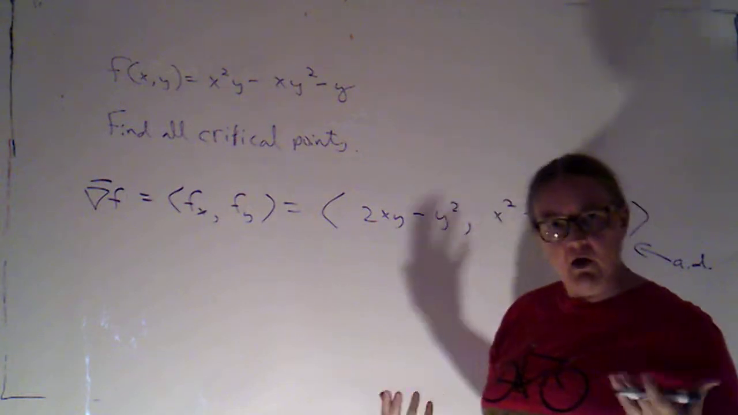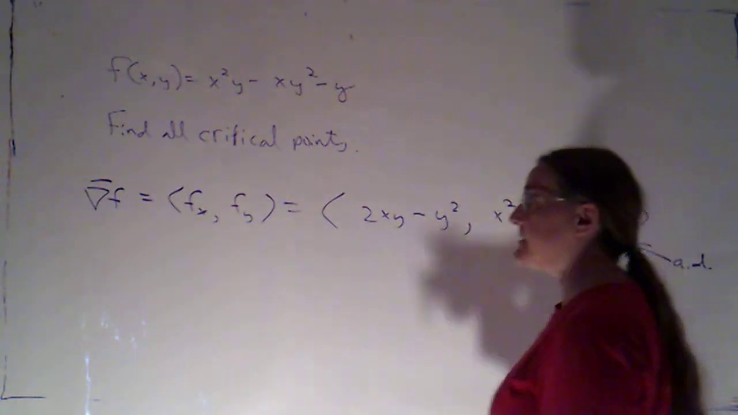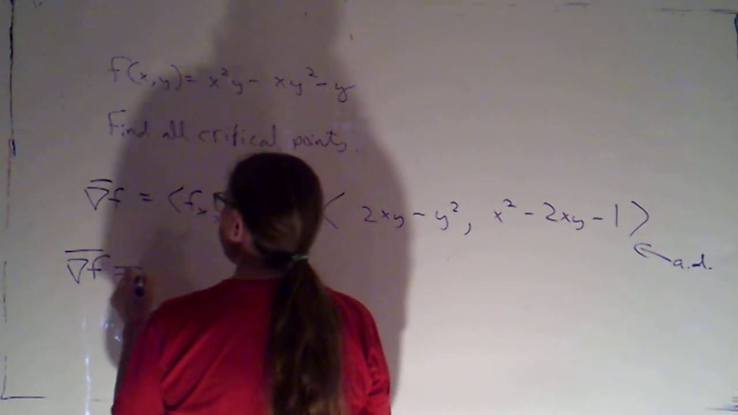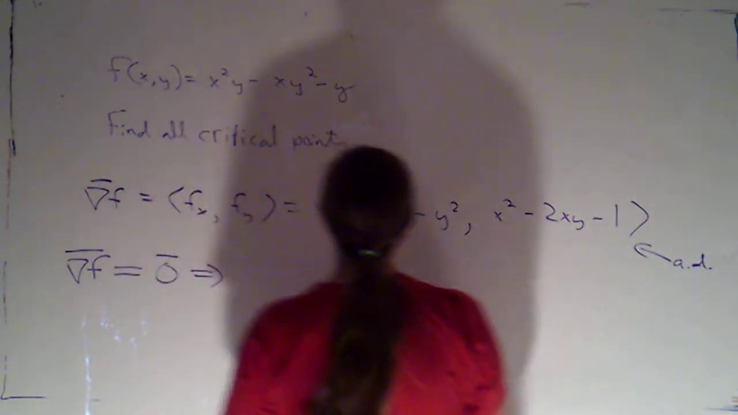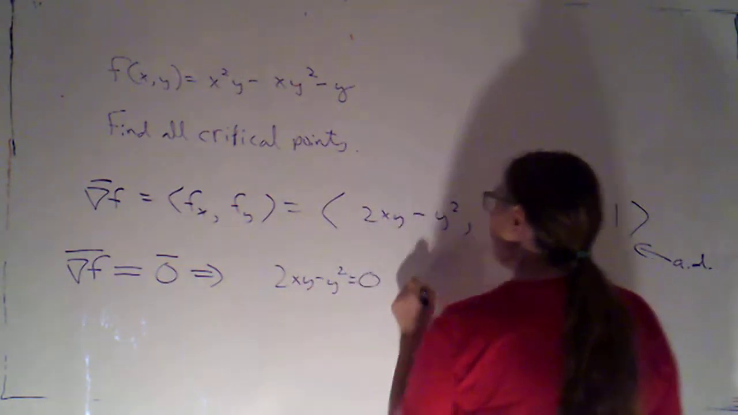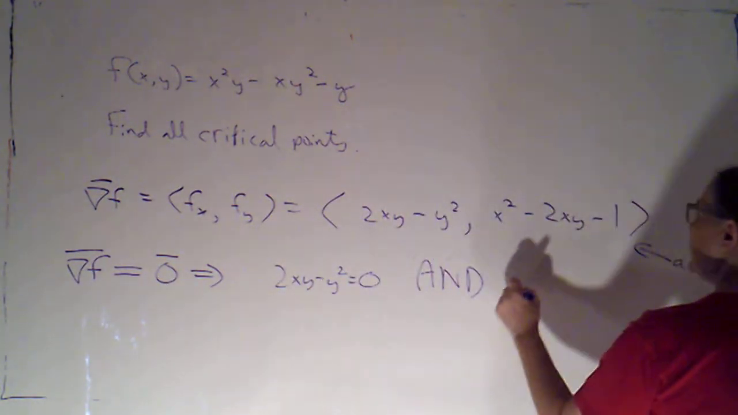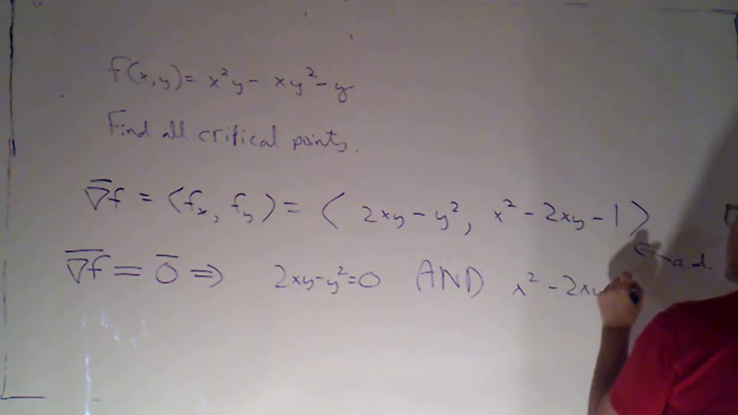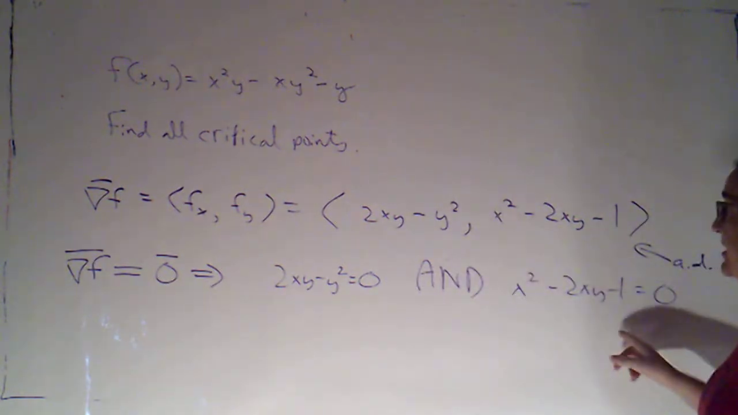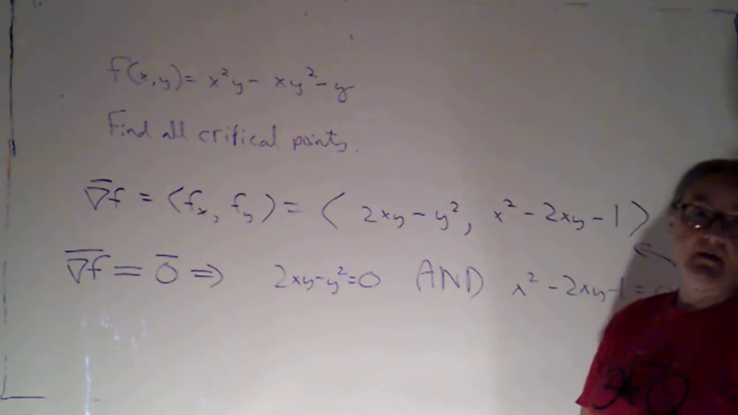So again, we see we've got no critical points because the gradient is undefined. So any critical points are going to come to us by the gradient of f being 0. And that's going to mean that 2xy minus y squared equals 0 and x squared minus 2xy minus 1 equals 0. Now, both of these equations involve both variables.